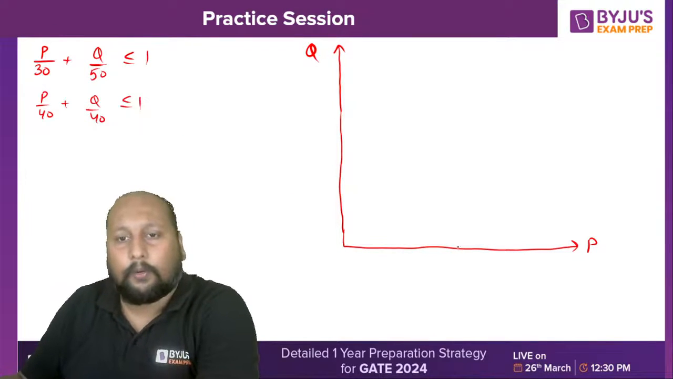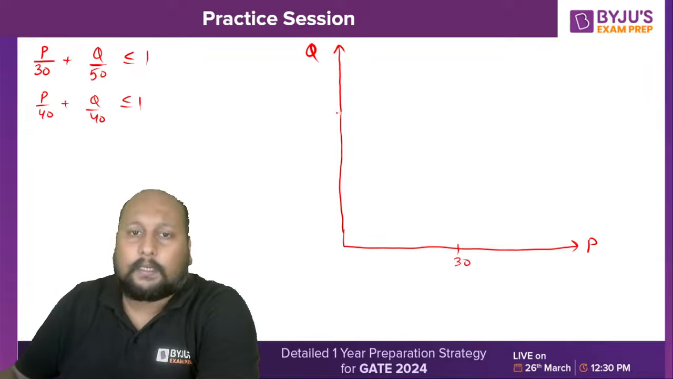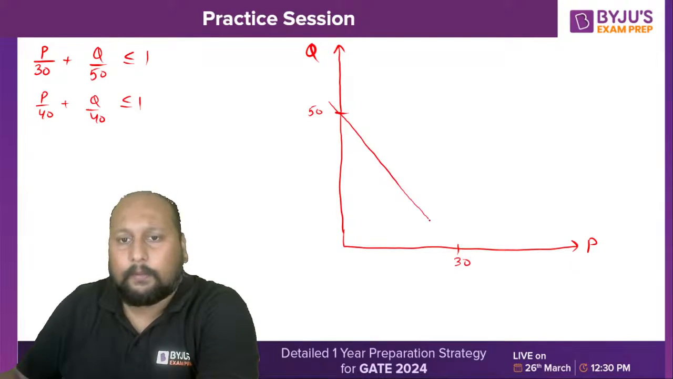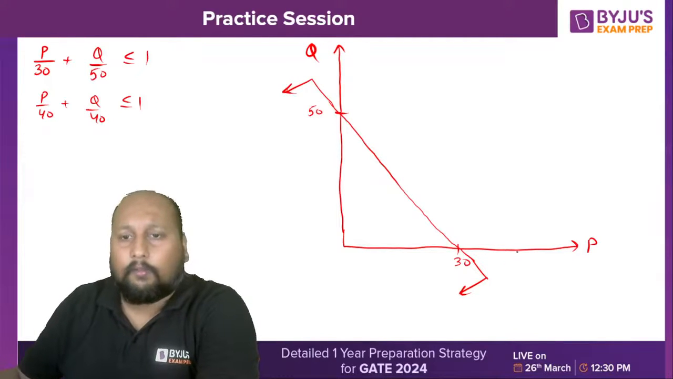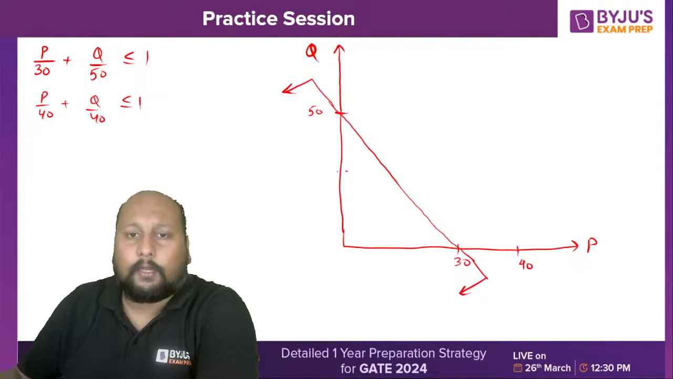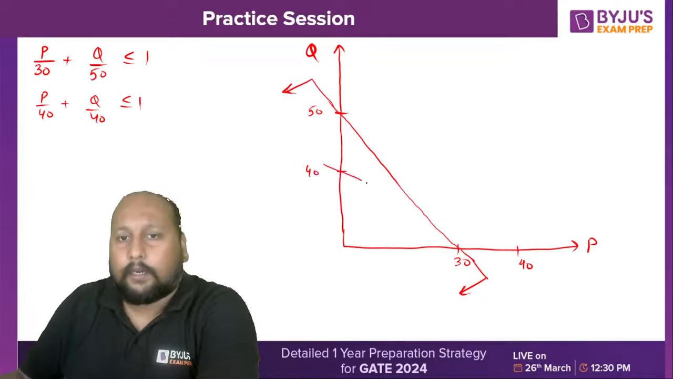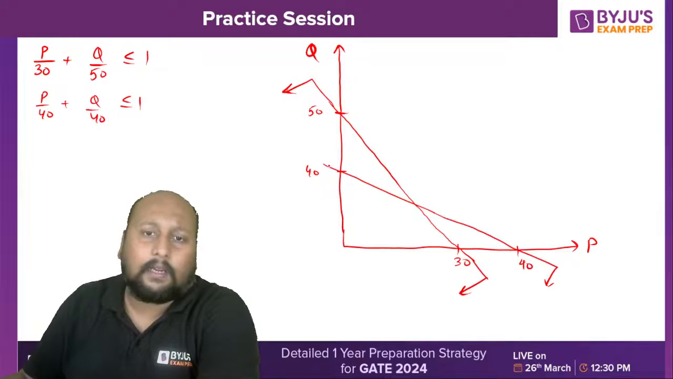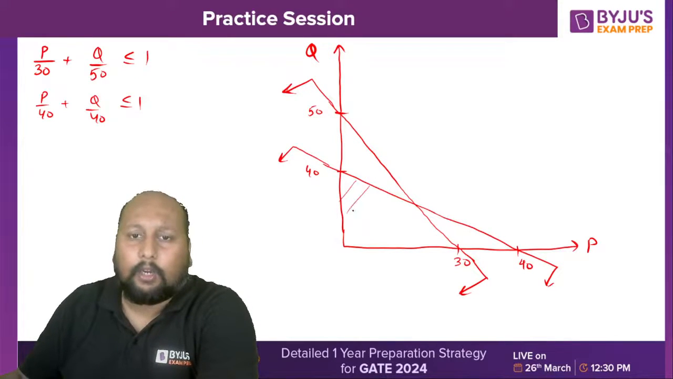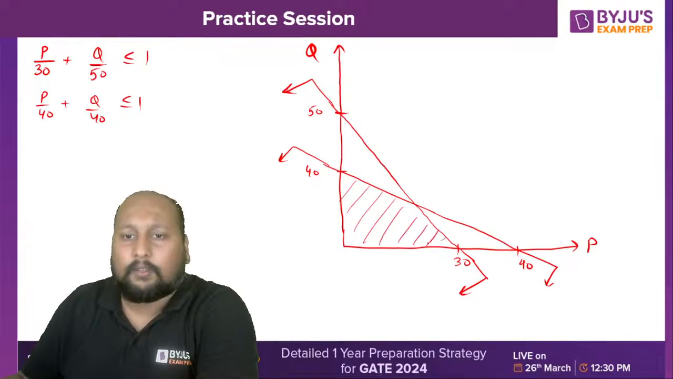So let us try to plot it over here. This is 30, let's say this is 50. Less than equal to means towards the origin we are talking about. And 40 and 40. So let us try to identify the feasible region, and here we are not having any redundant constraint. All the constraints are participating to identify this feasible region. This is your feasible region.